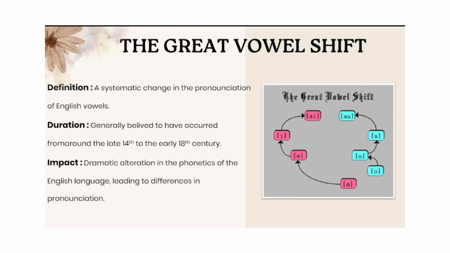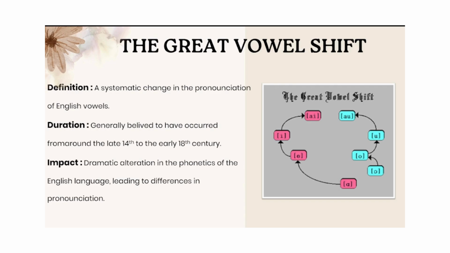The Great Vowel Shift is a key linguistic phenomenon that occurred during the transition from Middle English to early modern English. It refers to a systematic change in the pronunciation of English vowels, leading to a dramatic alteration in the phonetics of the English language. It is generally believed to have occurred from around the late 14th to the early 18th century, spanning several centuries. During this time, the pronunciation of English vowels underwent significant changes, particularly in the long vowels.